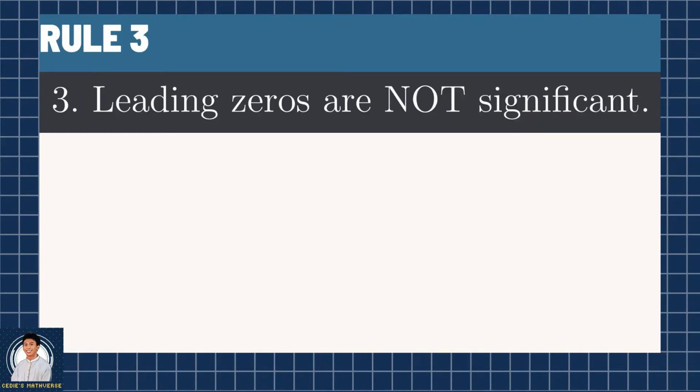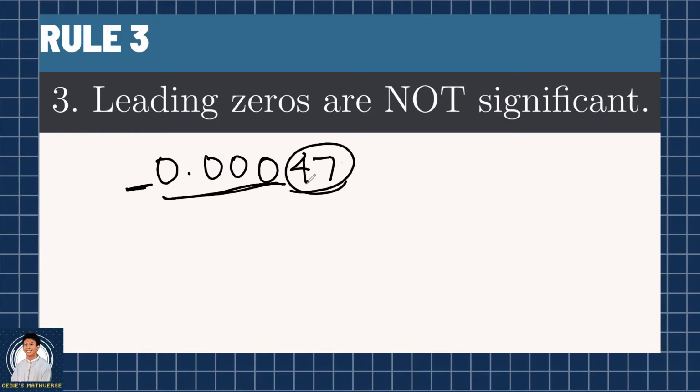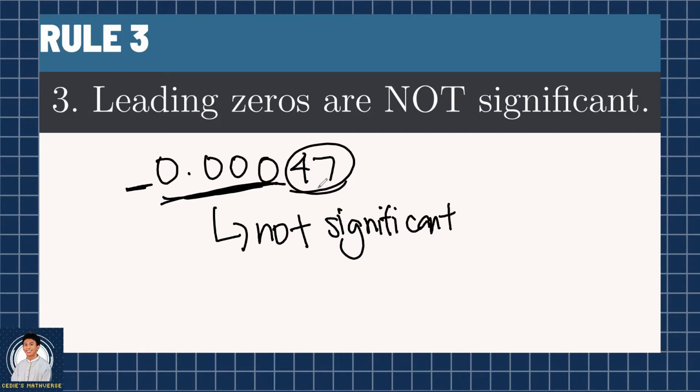Rule number 3, leading zeros are not significant. For example, 0.00047. These are leading zeros. There are no non-zero numbers besides these, and these 4 zeros are followed by 47, which means that these 4 zeros are not significant. And the only ones that we will count are 4 and 7 for a total of 2 significant figures.